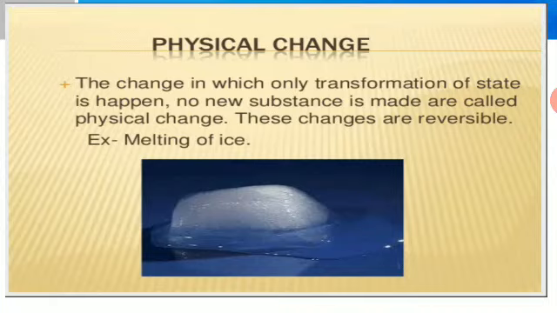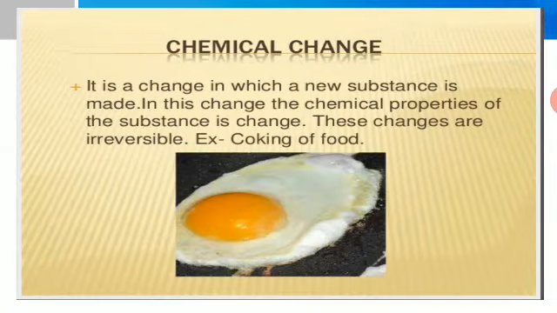Next one is chemical change. It is a change in which a new substance is made. In this change, the chemical properties of the substance are changed, and this is due to a chemical reaction. These changes are irreversible. For example, cooking of food, we can't reverse this process. Burning of paper. But the burning of a candle is both a physical as well as a chemical change.